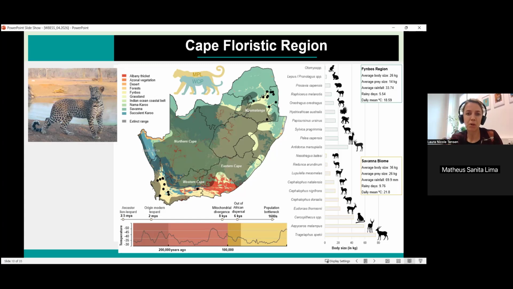And the population bottlenecks that I spoke about that occurred in the Western Cape was in the 1600s. So this is when Europeans invaded the area and they put a bounty on a leopard's head.